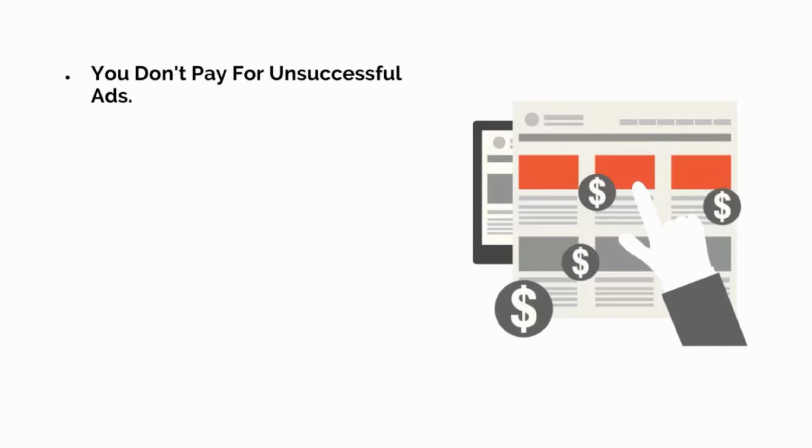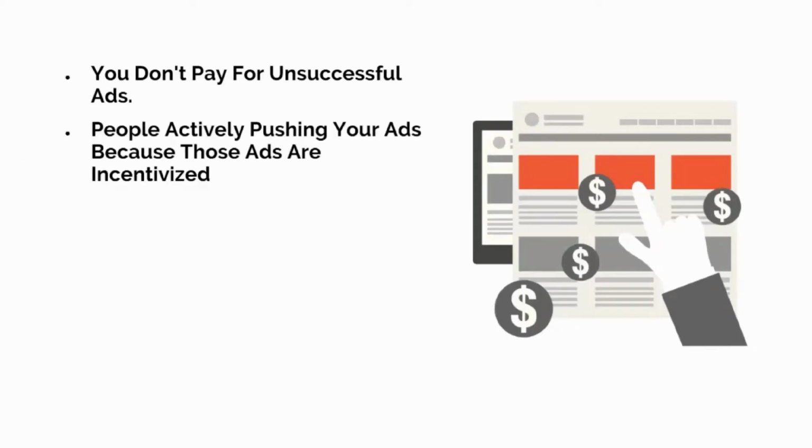First of all, you have the option of going purely CPA with something like Max Bounty, AdGate Media, AdSend Media or CPA Lead. These charge you only for each acquisition and put your ads onto the websites of thousands of participating advertisers. On the positive side, this option means you don't pay for unsuccessful ads. At the same time, you have people actively pushing your ads because those ads are incentivized. This is also called incentive marketing, and this makes a big difference to the way that your ads get pushed.